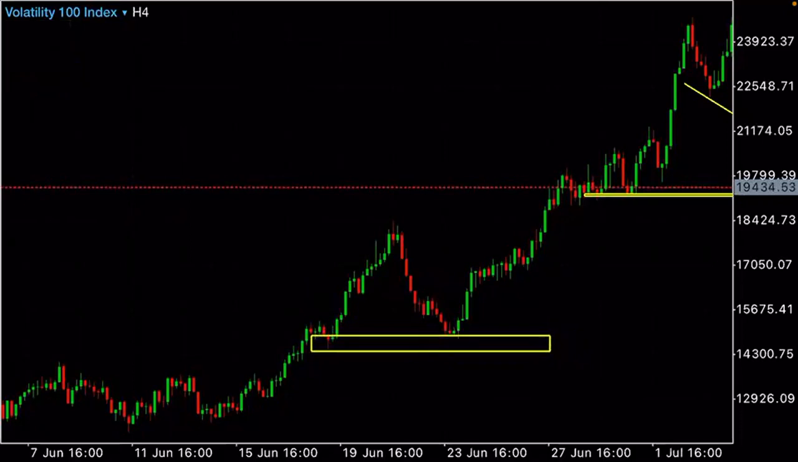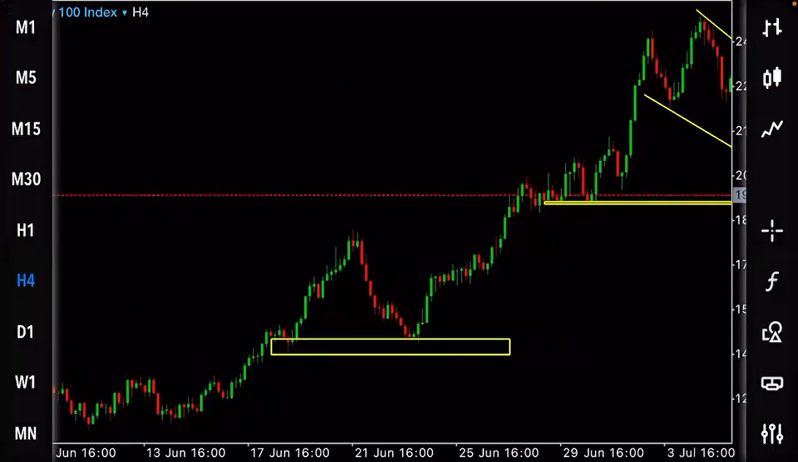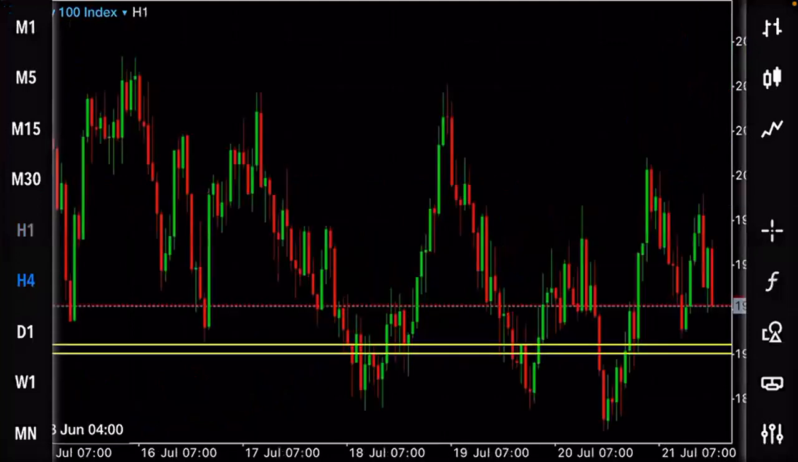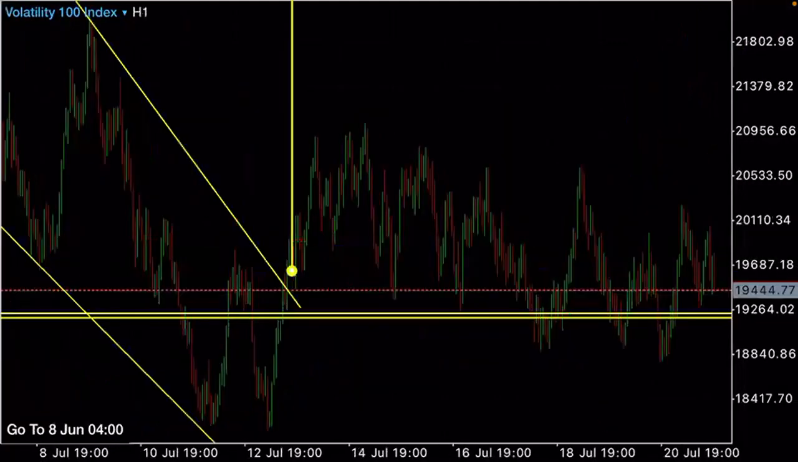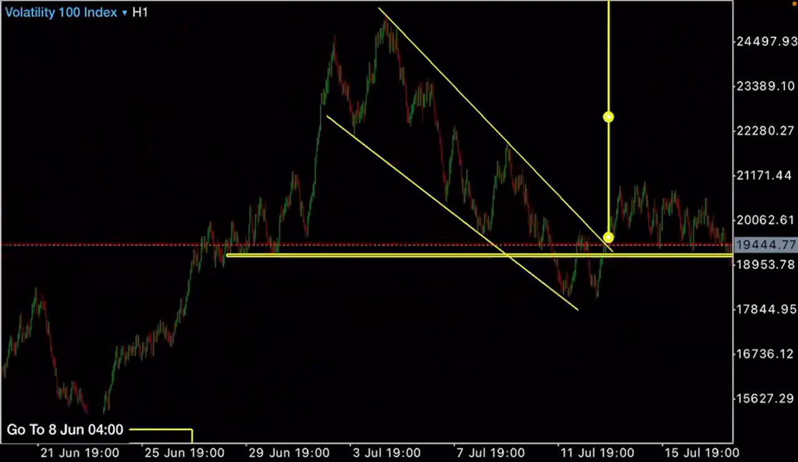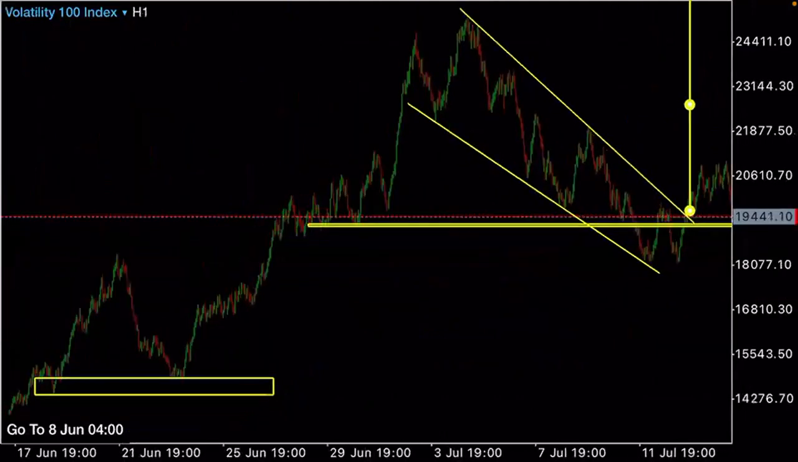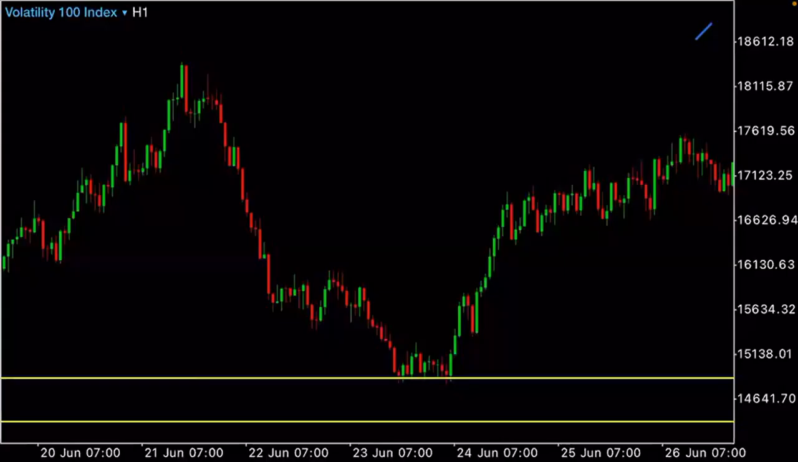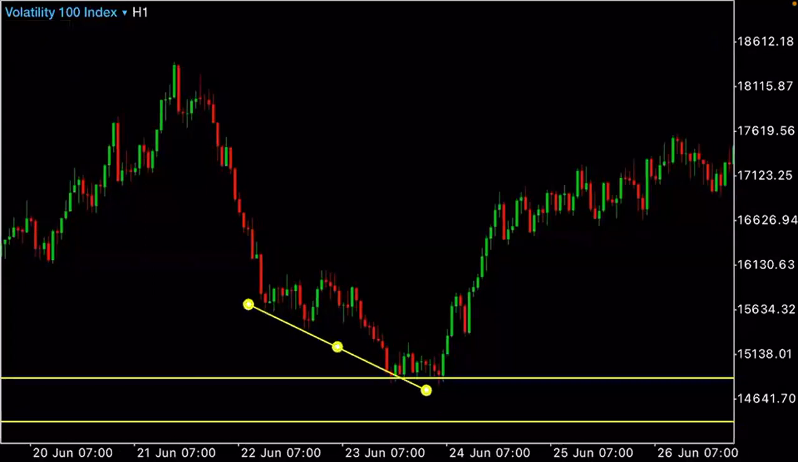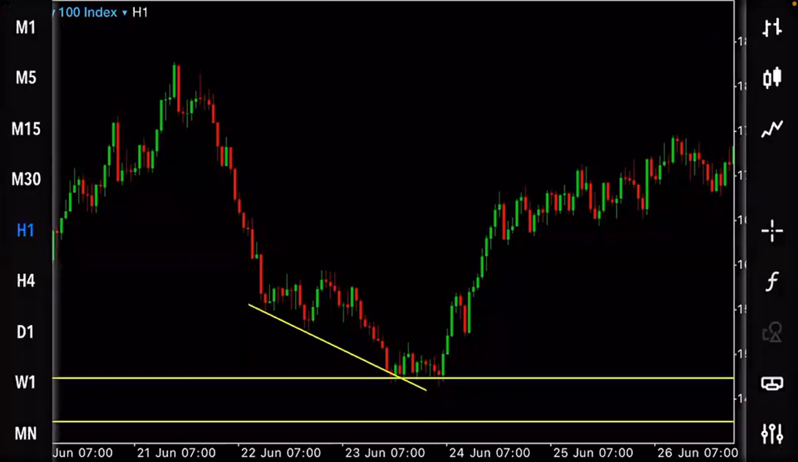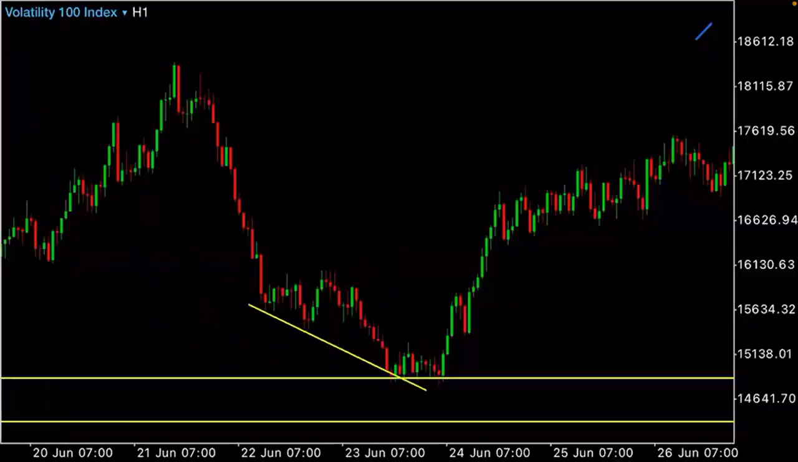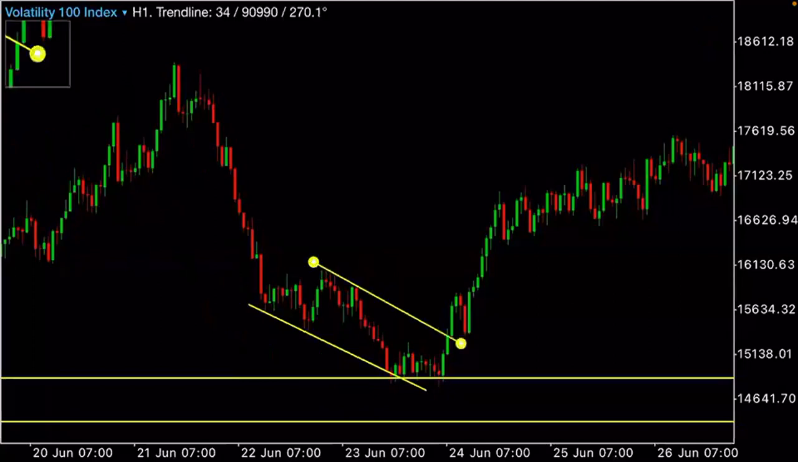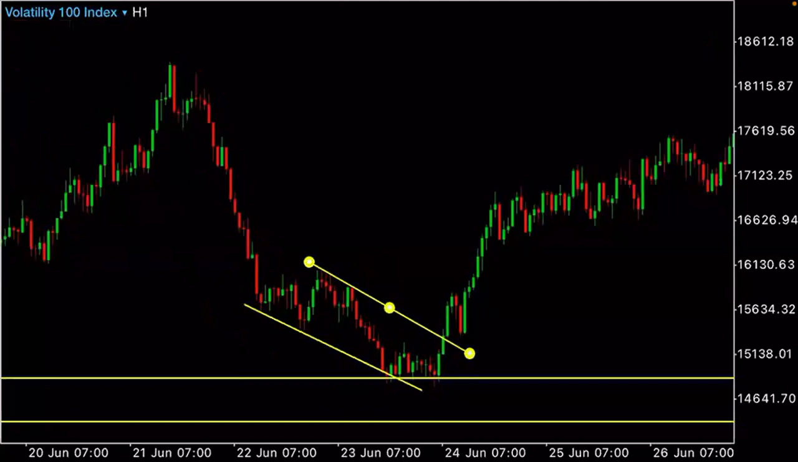The question is, how did we approach the order block? Let's go to H1 so that we can clearly see if there is a pattern involved in that area. I know some of you are not seeing the pattern, but I'm already seeing it. I already see the descending channel in that area.